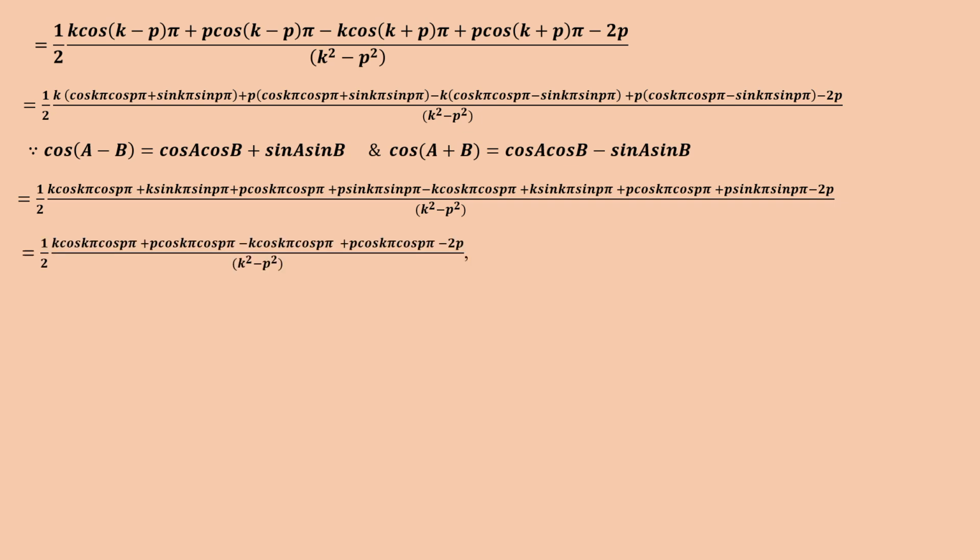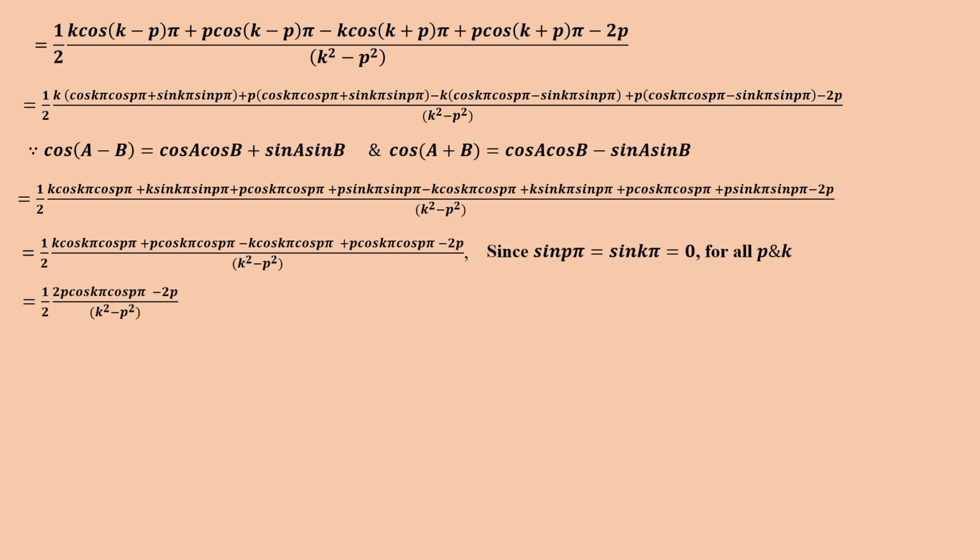So 1 by 2 [k cos k pi cos p pi plus p cos k pi cos p pi, then minus k cos k pi cos p pi plus p cos k pi cos p pi minus 2p], because we know sin p pi is always 0, right? So we removed all those terms which have sin p pi, divided by k square minus p square.